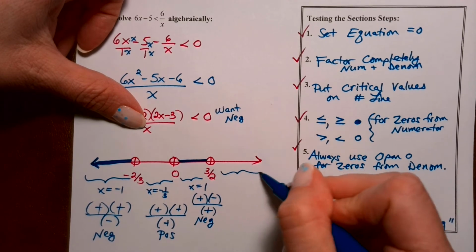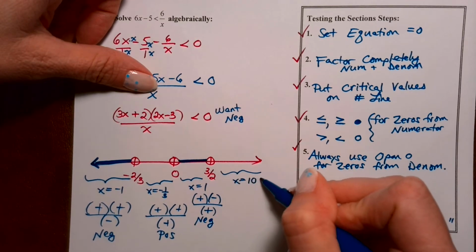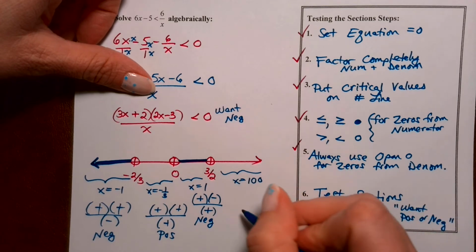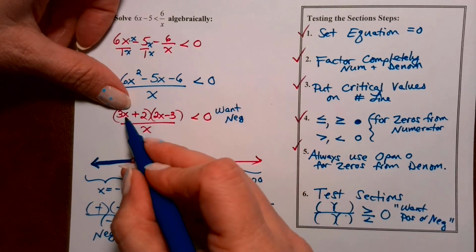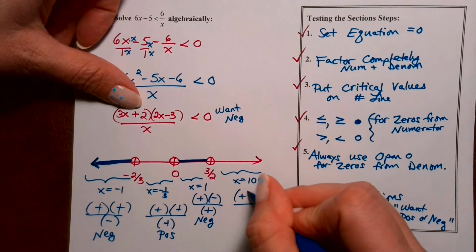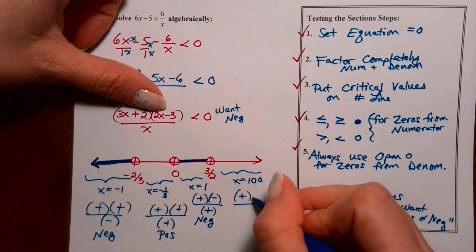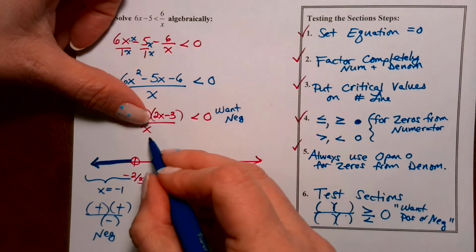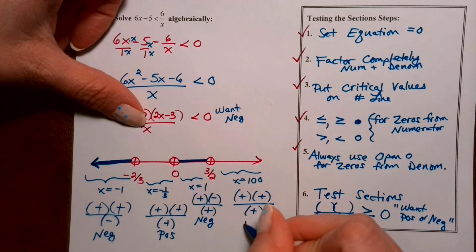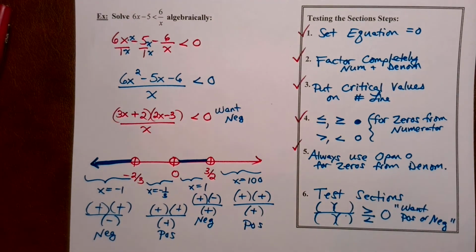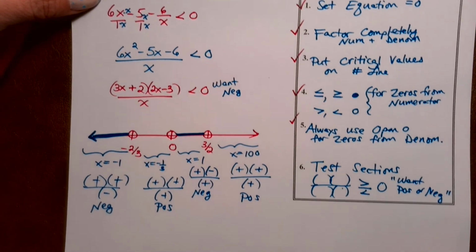Okay, and the last one, I'm going to test 100. Let's see if people like big numbers. 300 plus 2, positive. 200 minus 3, positive. 100's positive. Is that a good section? No, not a good section.